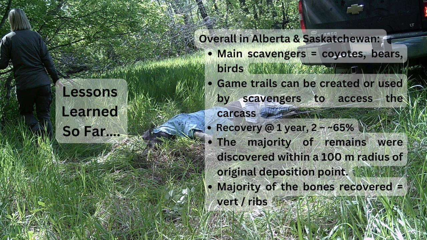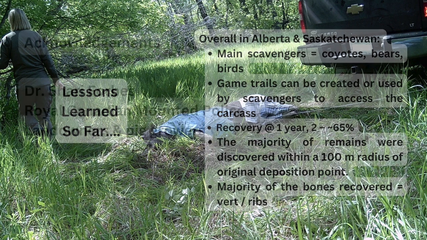What have we learned overall across all our sites? We learned that our main scavengers are coyotes, bears, and birds. Game trails can be created or used by scavengers to access the carcass and to disperse the remains. We learned that sometimes there is a difference in the number of remains observed at the preliminary search and the number of remains collected at the final search. We also learned that we mostly collected vertebrae and ribs.